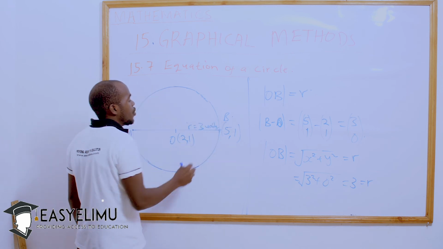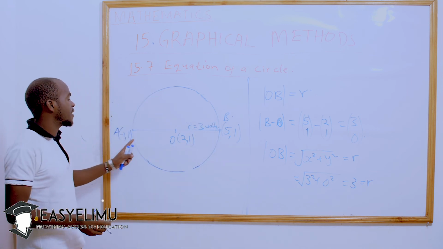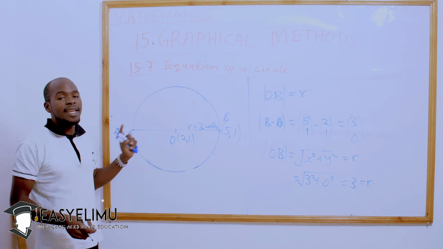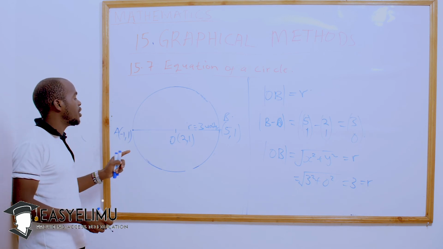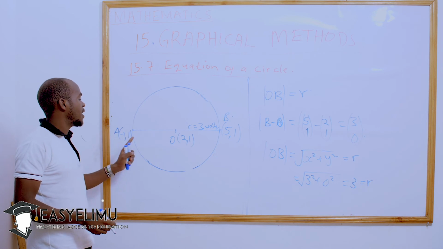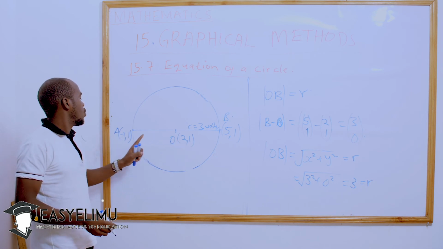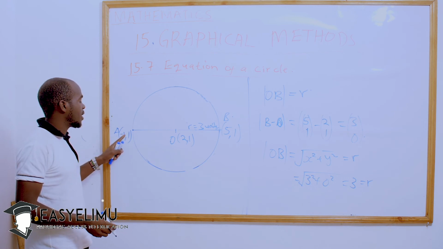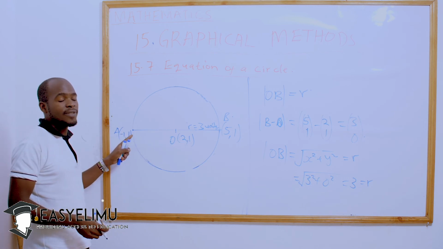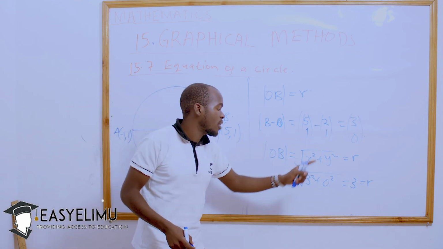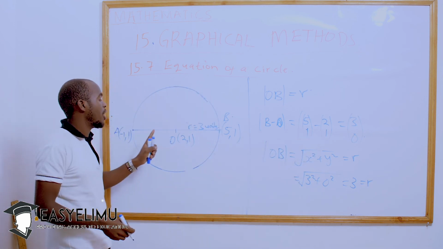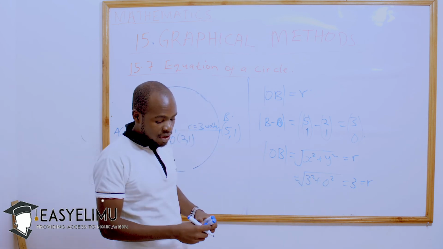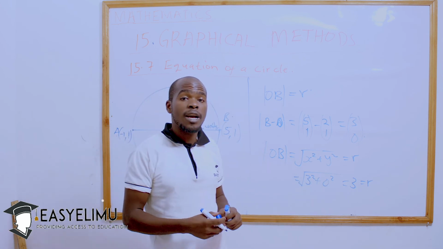The same, if you work with the other method, you will find that if you take AO as the radius of the circle, then it will be O minus A, and that is 2 minus 1, you will get 3, and 1 minus 1, you will get 0. So it's still the same, 3, 0. Then you find the magnitude of AO, and you will find it will still give you the radius as 3. So we have found the radius of the circle is 3.